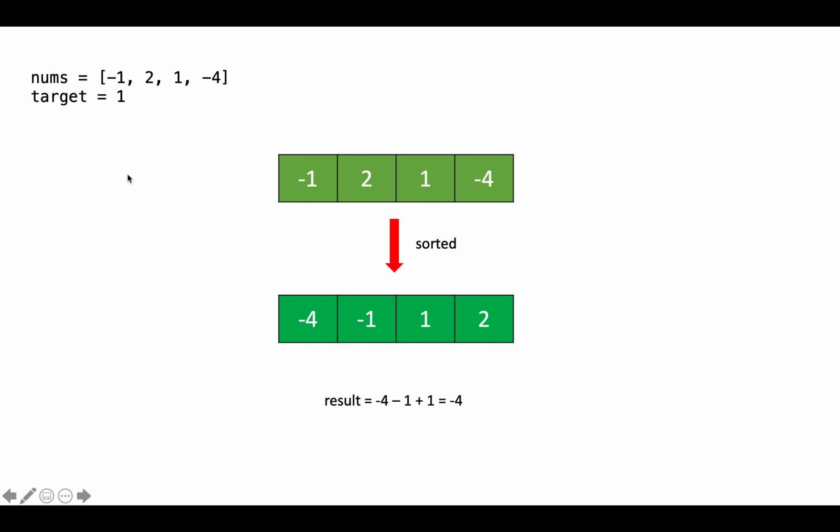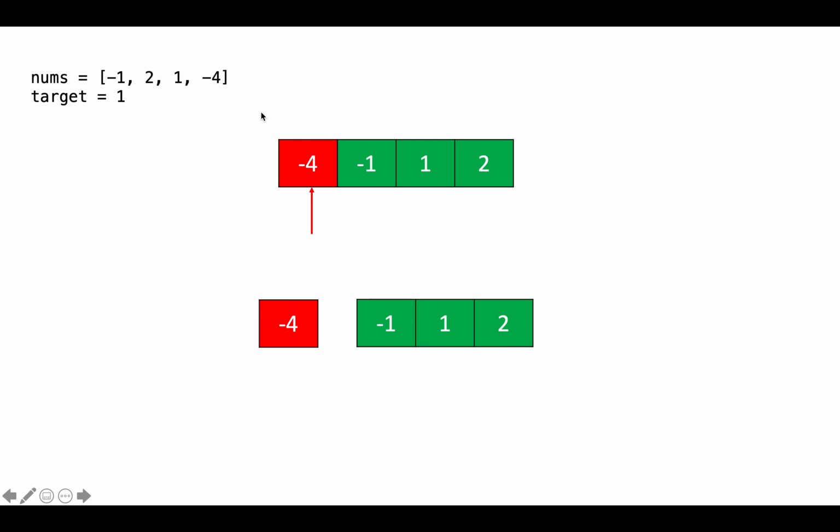Firstly, we should sort this array in ascending order, which is like this. Then we can temporarily make our final result the sum of the first 3 elements. We add -4, -1, and 1, which is -4, and it is temporarily our final result, and we should update it. And then we need to traverse this array.